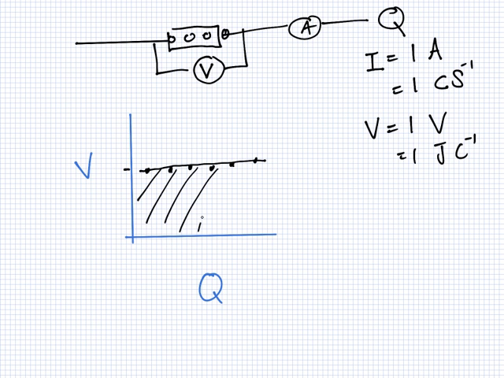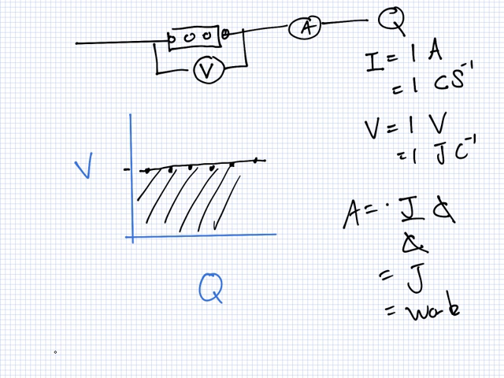Now if I graph this, what's the area here? The area is, well let's just look at the formula. Let's look at the unit. So what unit is volts? It's joules per coulomb. And what unit is charge? It's coulombs. So what's the unit here? It's joules, which is work. So in other words, the area on this graph is equal to the work done by the resistor.